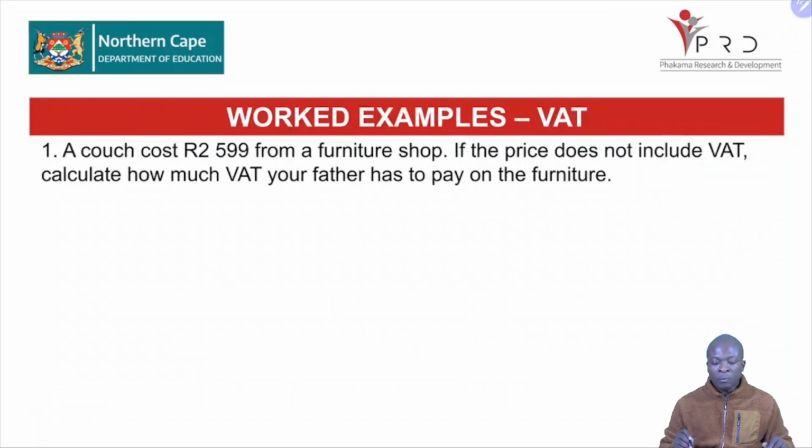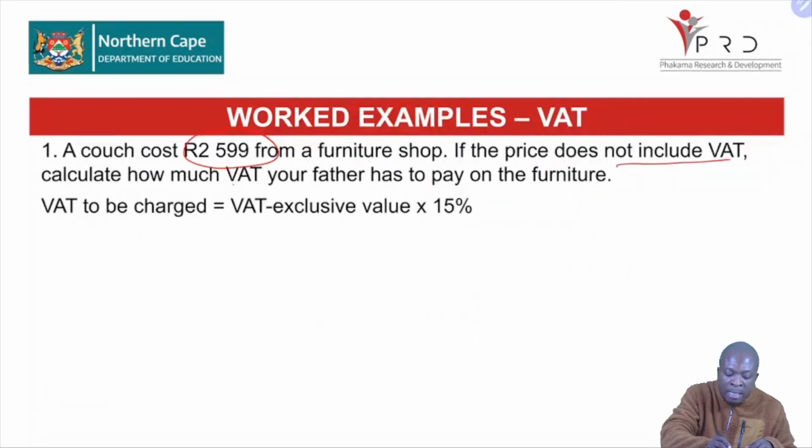Good. Now let's do some examples. If you have a couch that costs 2,599 and the price does not include VAT, so the examiner is saying how much VAT should we put there?